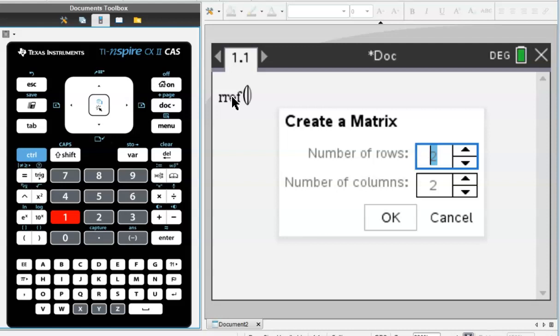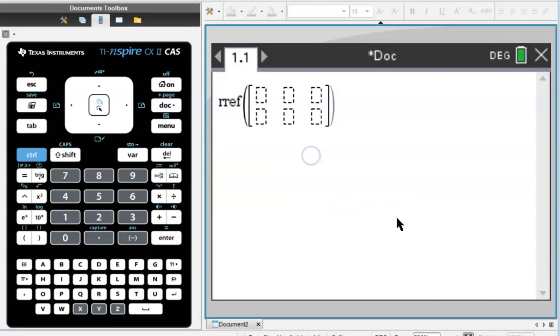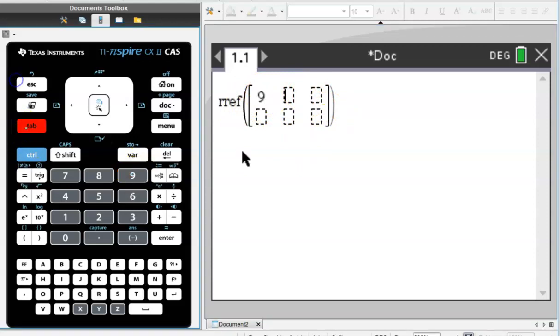Now in the example number 3 that we're working on, this is a 2-row, 3-column matrix. So we need to specify that. 2 rows and 3 columns. This is a 2 by 3 matrix. We'll press OK. Now you can see the calculator has given us space to work. So I'm going to type in the numbers here. 9, negative 2. These are all the coefficients from the matrix. 5. And I'm just pressing the tab button to go in between each of these blocks.